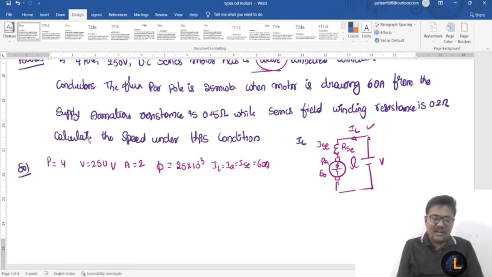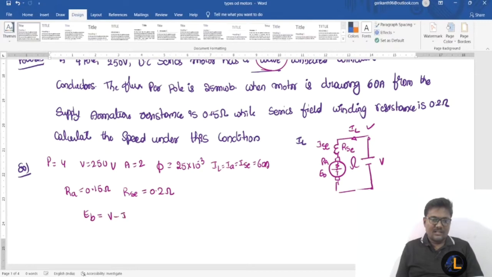The next one is armature resistance. The armature resistance value is 0.15 ohms, and the series field winding resistance is 0.2 ohms. Generally the series field winding resistance is less than the armature resistance, but in this problem RA is less and RSC is more. Practically, the RSC value is less than that of RA. So in this case, find out the EB value.